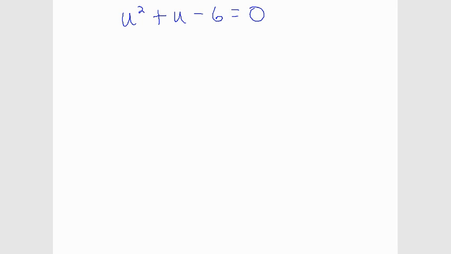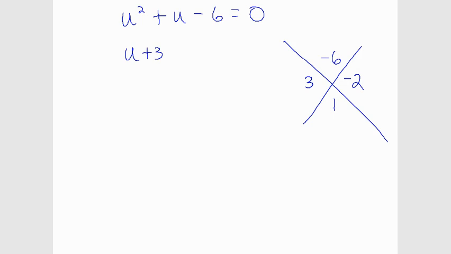Now, the whole purpose of this technique was we got it down to a quadratic that we can then solve. So I'll go ahead and set up diamond math, put negative 6 on top, I'll put 1 down below. My factors would be 3 and negative 2. So u plus 3 and then u minus 2 is equal to 0. And so when we set these up, we'll get u equal to negative 3 and u equal to positive 2. Very, very nice.